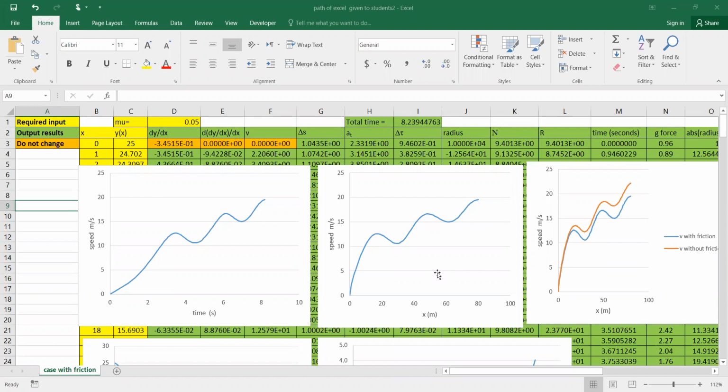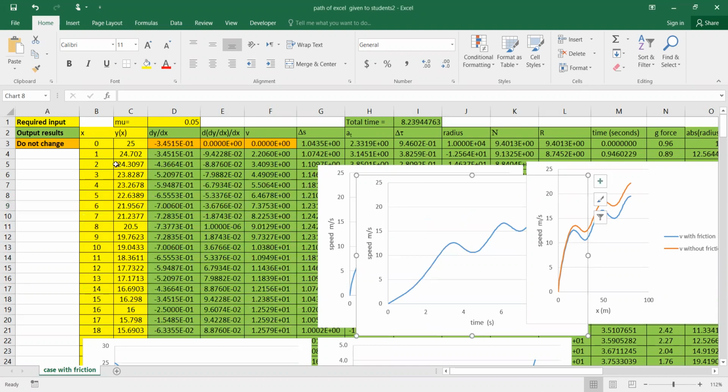Okay. This is an introduction of how to make a path, unbuilt path using the Excel software. We have here a typical case of interest. We have X and Y coordinates. Those are shown here.